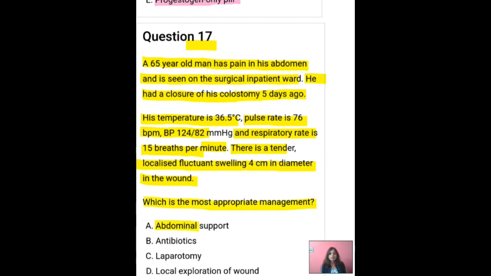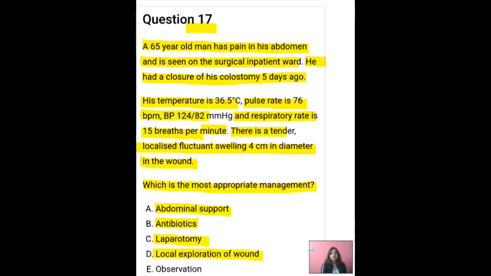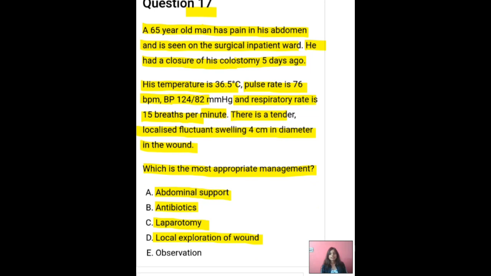A says abdominal support, B says antibiotics, C says laparotomy, and D says local exploration of the wound. There is another option given, which says observation. Your perfectly correct answer would be D, that is local exploration of the wound.